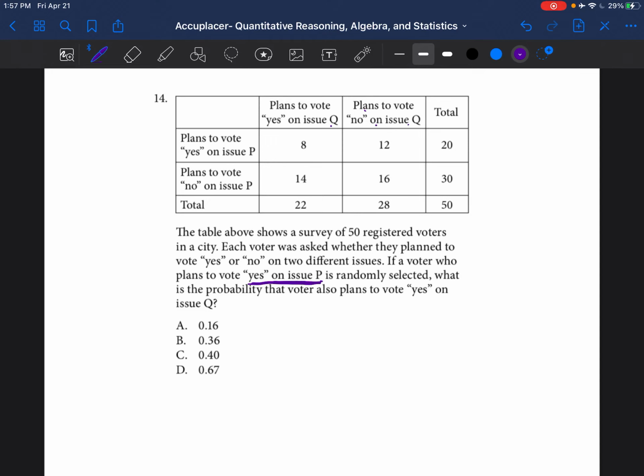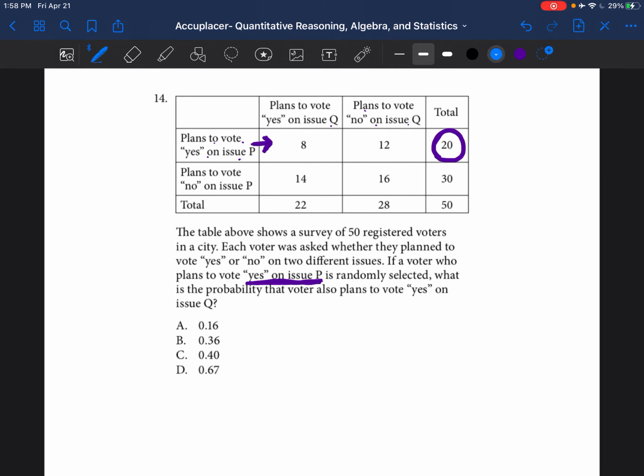So now I'm going to look on the left side. Plans to vote yes on issue P. Right here. I'm going to continue to look just in case. Plans to vote no on issue P. No. So we're not going to use this second row because they plan to vote no on issue P. But we're trying to find yes on issue P. So we found it and we start here. I know that we're going to be looking in this direction for these numbers. The total amount of people who plan to vote yes on issue P is 20. That's good to know. But we start here on plans to vote yes on issue P.